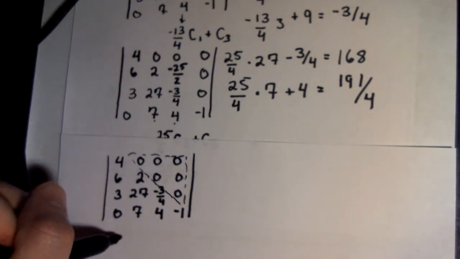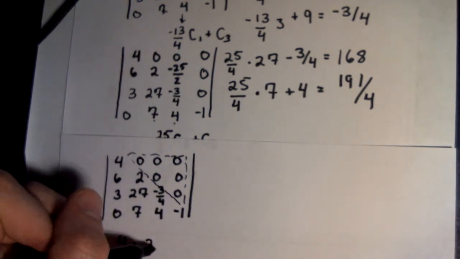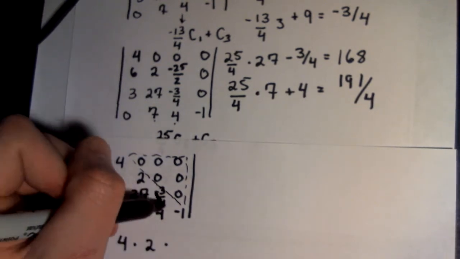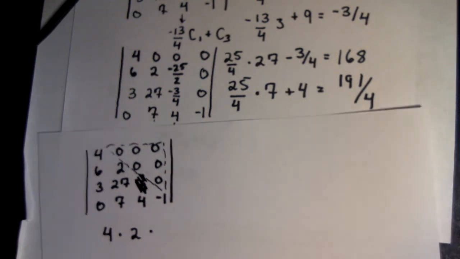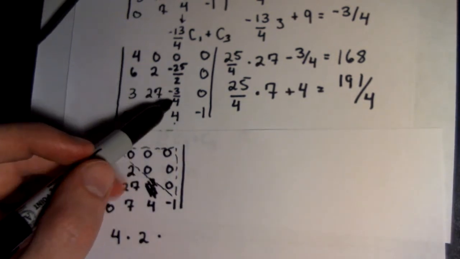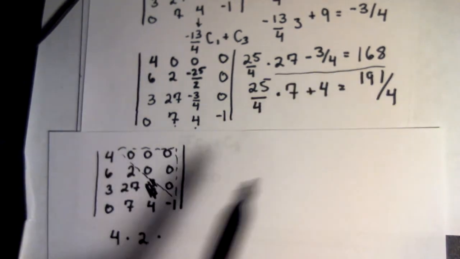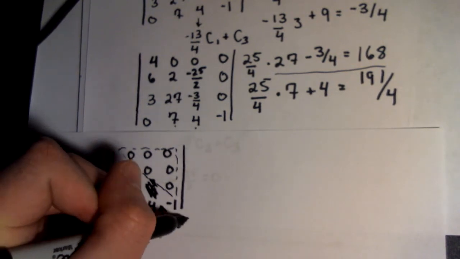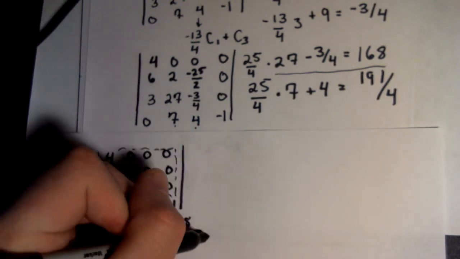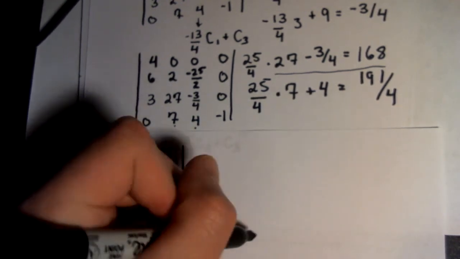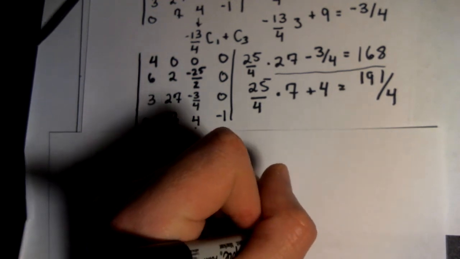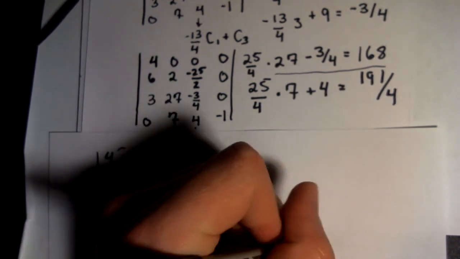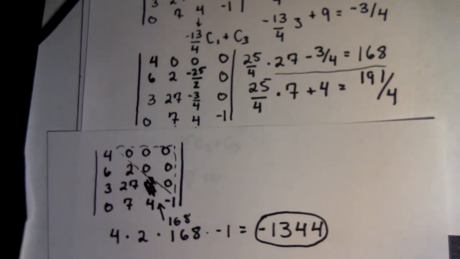So what we do is simply 4 times 2 times, excuse me, this isn't negative 3/4. Negative 3/4 was the original value, and then we made it 168 here. So this value is actually 168, so we multiply that, 168, and lastly we multiply negative 1, and believe it or not, this is right. The determinant of that 4x4 matrix is negative 1,344.